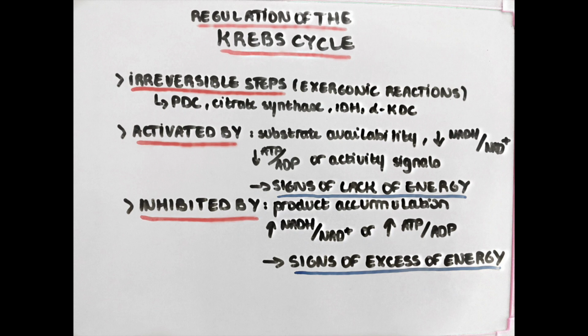The citric acid cycle is going to be inhibited when there is a product accumulation, when the ratio of NADH over NAD plus shows there is more NADH than NAD plus, too much energy, or when the ratio of ATP over ADP shows there is more ATP than ADP, too much energy.